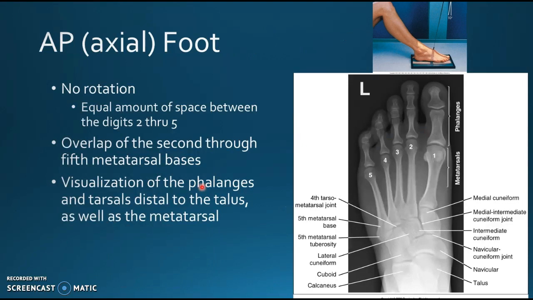All right, for the AP axial foot, this is how the patient is positioned with the plantar surface of their foot flat on the image receptor, angling about 10 degrees cephalically, and opening up the joint spaces of the metatarsal phalangeal joints as well as the interphalangeal joints. You do not want to see any overlapping of the heads of the metatarsals, but you will have superimposition of the bases of the second through the fifth.